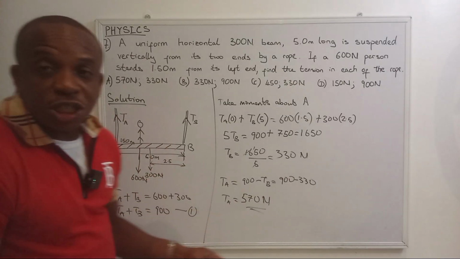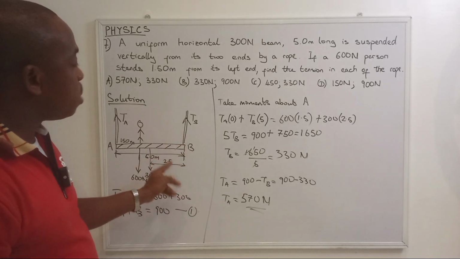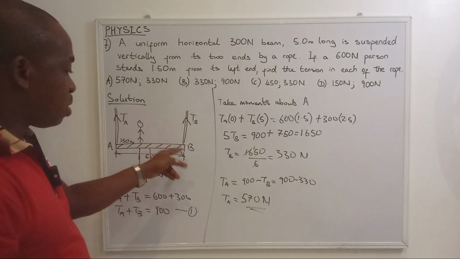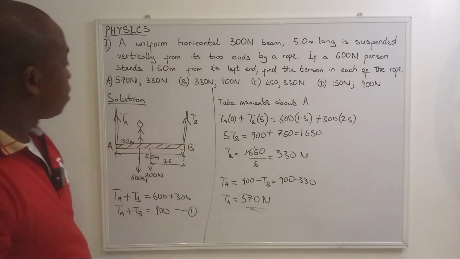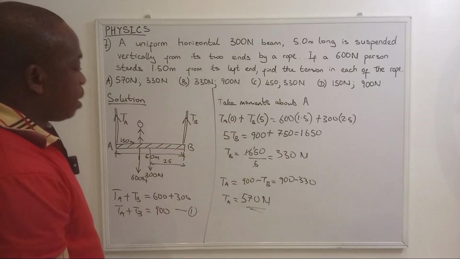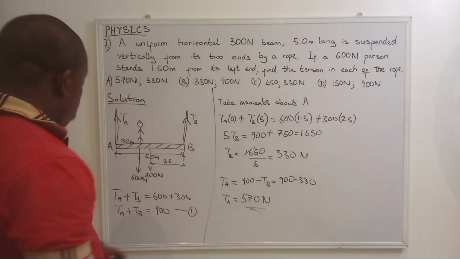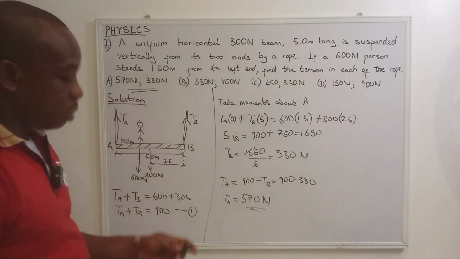If you want to check it, you can also take moments about B. If you do that, TB will cancel out, and we can find TA. It's another way to help us, but this way is simple enough. And with this solution, we can see that our answer is A. That's the tension in the ropes.